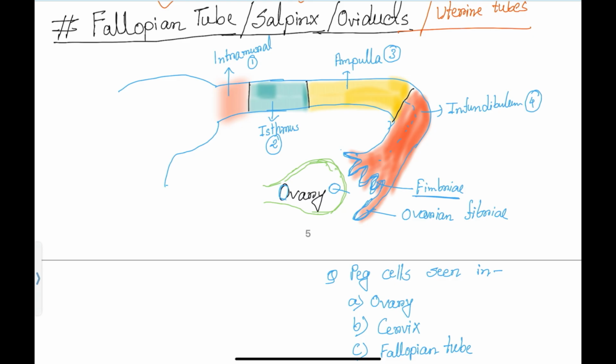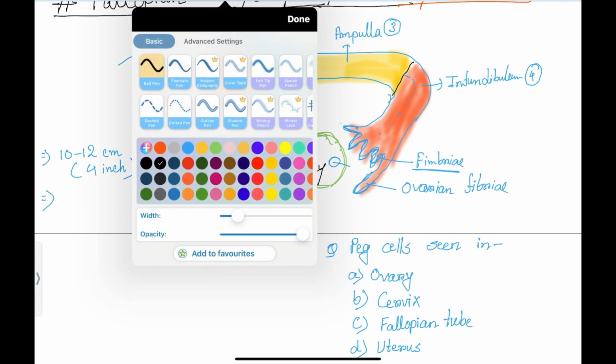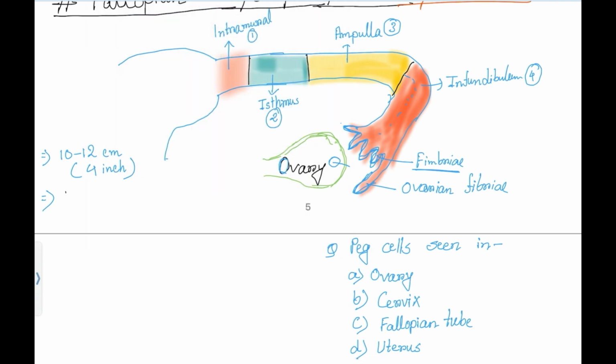So today's topic of discussion is the fallopian tube. What things do you need to remember about the fallopian tube? You have to remember its length: on average it is 10 to 12 centimeters long, that means approximately 4 inches long. Another thing you need to remember is that it is derived from the Mullerian duct. This is an important MCQ. So the fallopian tube is derived from the Mullerian duct.